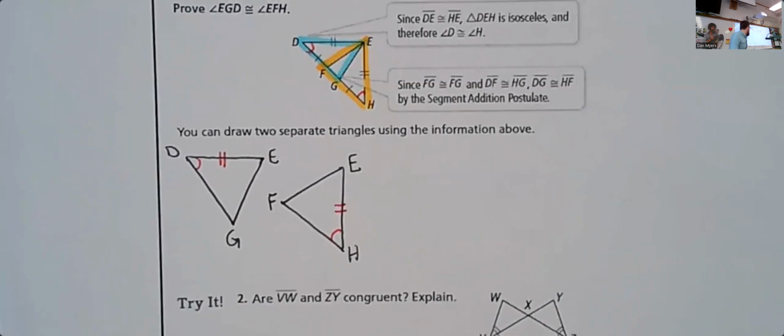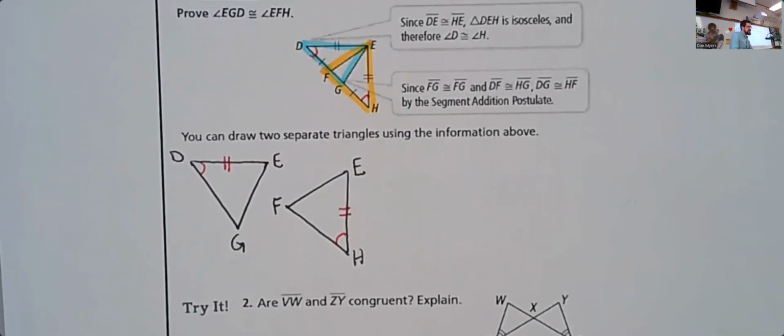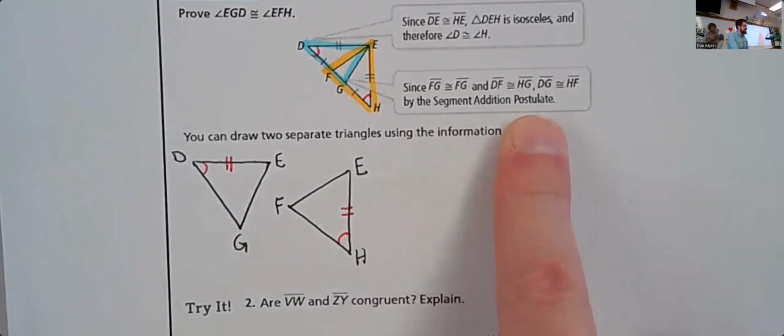We shouldn't use side, side, side because we have a pair of angles. And we don't know anything about right triangles, so that takes away two things. So that means we have side, angle, side, angle, angle, side, or angle, side, angle. So we either need to show one other pair of side lengths congruent, which is what we're going to do. It says right here. So let's go ahead and talk about that for a second.